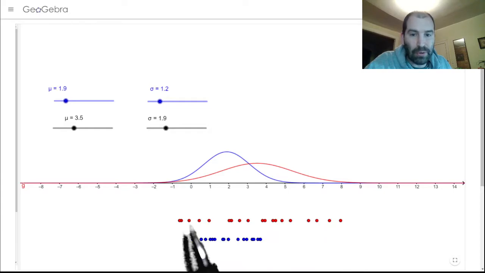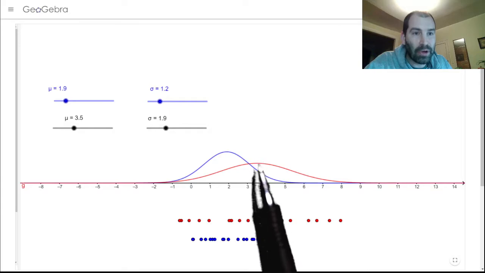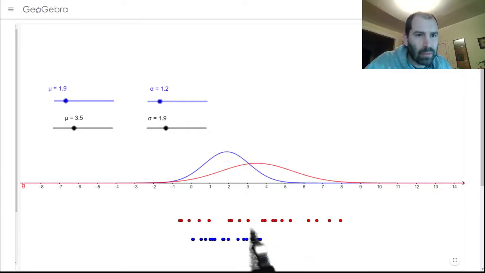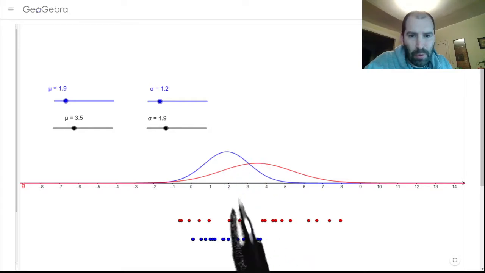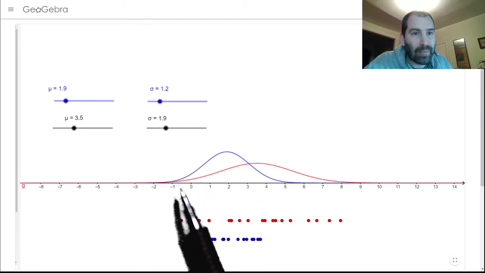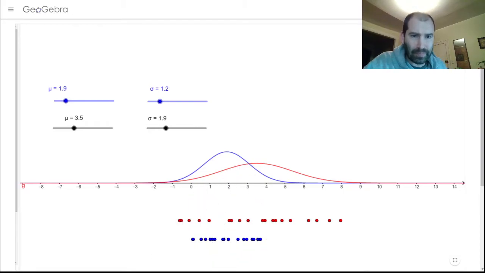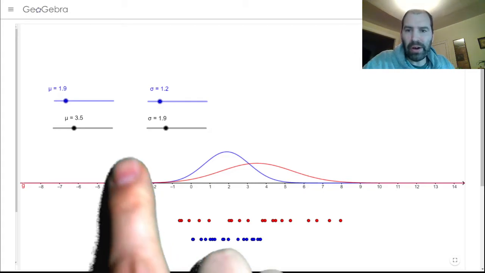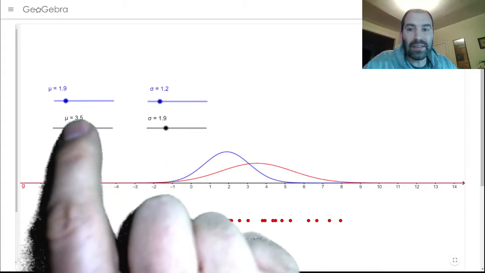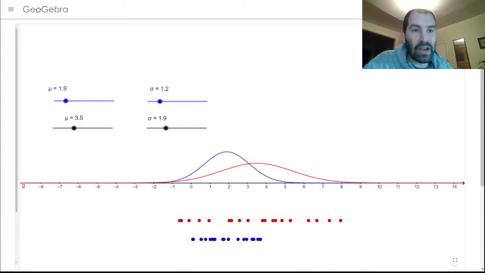And then similarly for the red data set, we have a curve. The highest point of the curve is indicating roughly where the center is. As we move away from the center, the curve tapers out. And basically the height of the curve is related to the concentration of data, how much data there is around that point. And I have some bars over here, and these are the means and the standard deviations of our data sets. So this is what we're going to play around with.